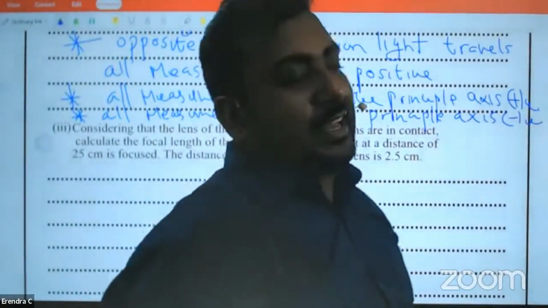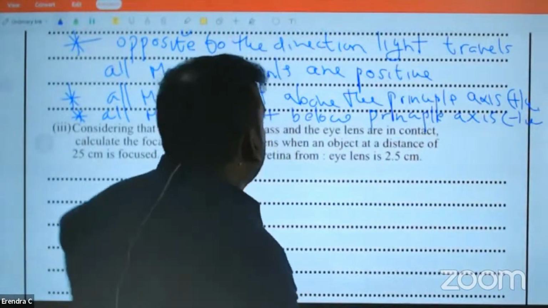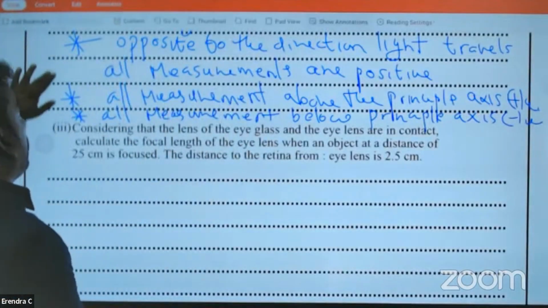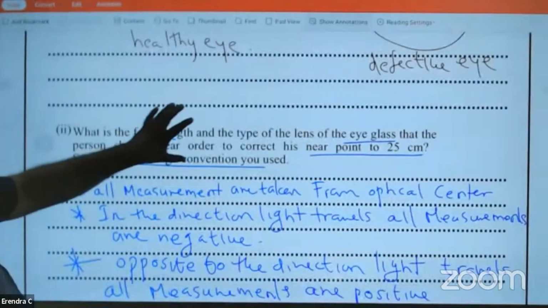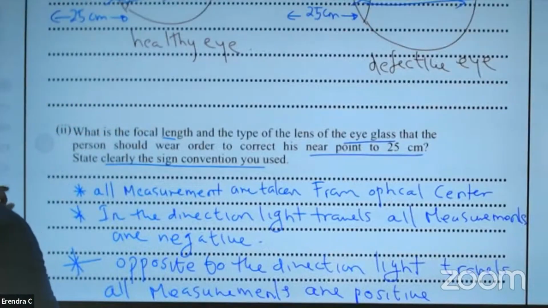Without this, you won't get full marks. All your principles should be written. Now let me go back and solve the problem. How do you correct the vision? Right. What I'll do is I'll go to the writing board.